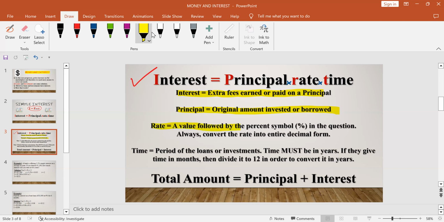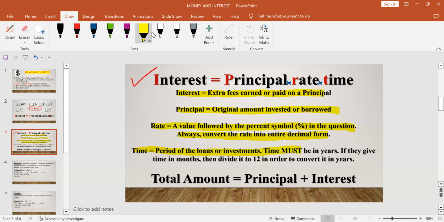Rate is a value followed by the percent symbol in the question. So in the question, they say the loan or the investment has a rate of 3% or something percent. So we see the symbol. Always, and this is very important, always convert the rate into decimal form. So if the rate is given in percent, you have to convert it to decimal form before you do the calculation.